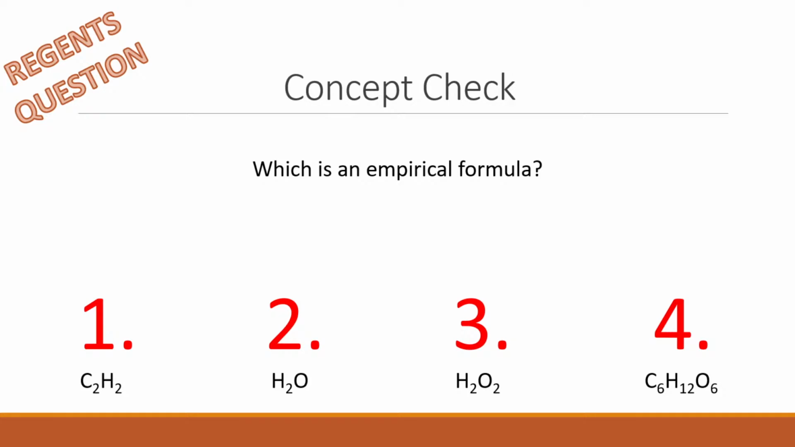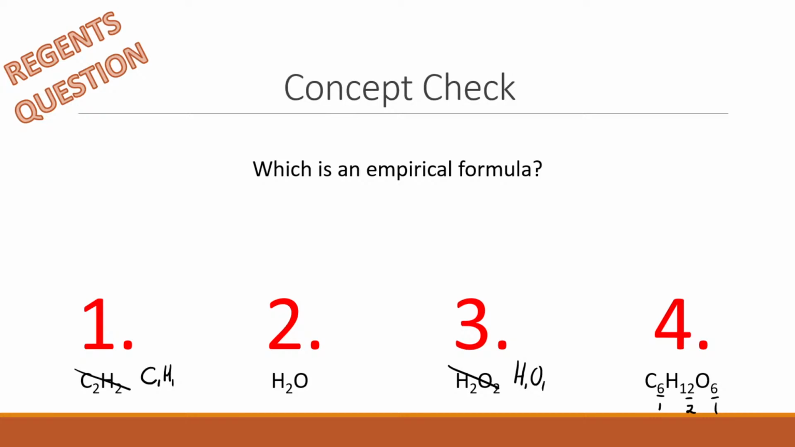When we look for an empirical formula, we are looking for something that cannot be simplified, right? Or something that is already in simplest form. And so when we look, choice 1, C2H2, that can be reduced down to C1H1. Same thing for H2O2, that can be simplified down to H1O1. Same thing for choice 4, these 6, 12, and 6 can be simplified down to 1, 2, and 1.